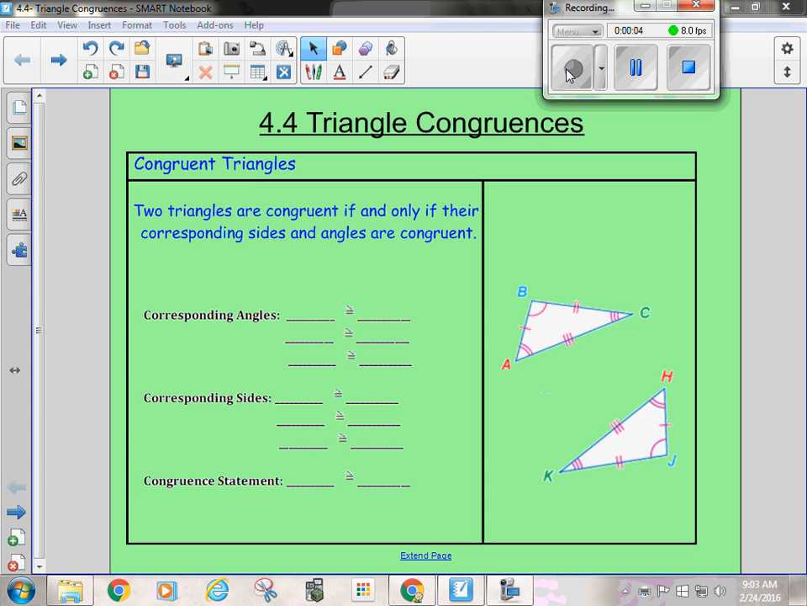Today's notes are probably going to be a little bit longer. We're going to be covering triangle congruences. Two triangles are congruent if and only if their corresponding sides and corresponding angles are congruent. So remember, corresponding means they're in the same spot. Two triangles can be corresponding, and one can have a different rotation or orientation from the other one, but just keep in mind they don't have to be lined up exactly the same. As long as their corresponding angles and sides are congruent, you're good.